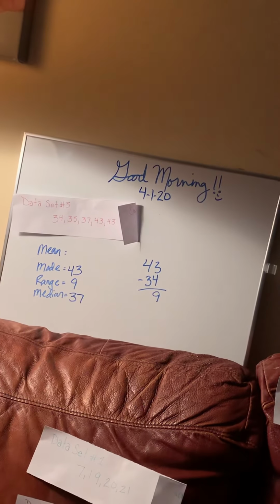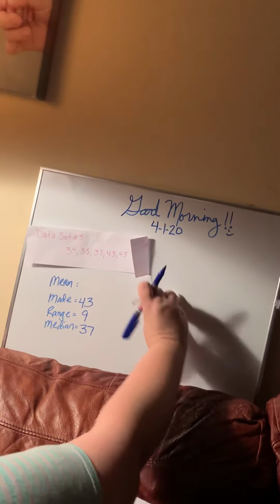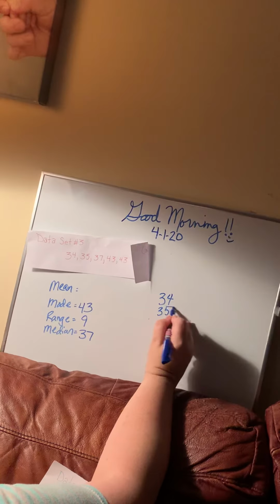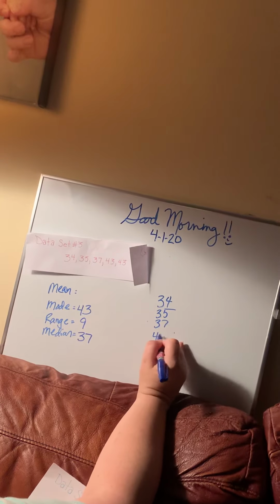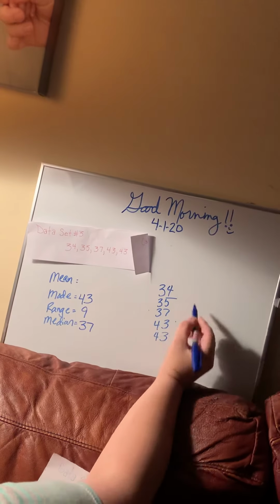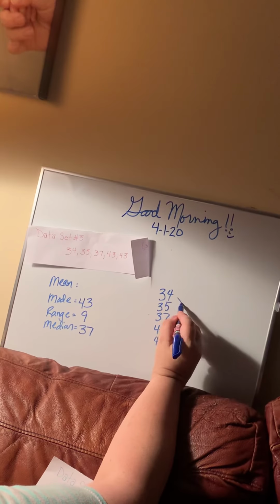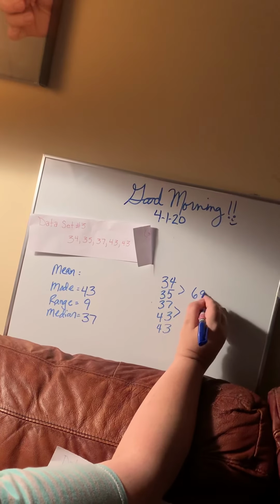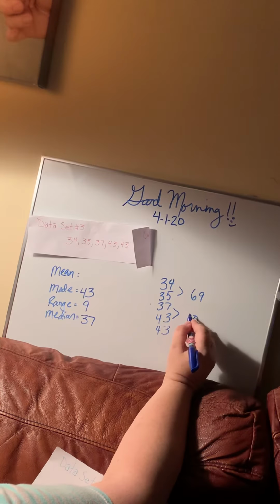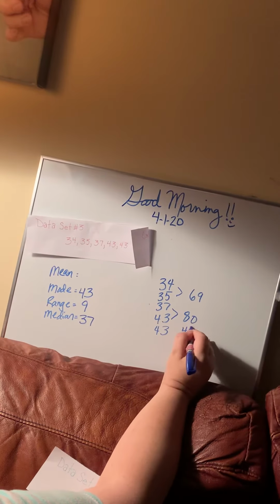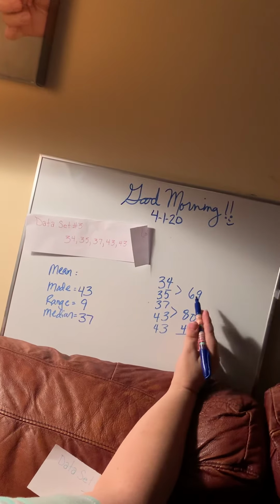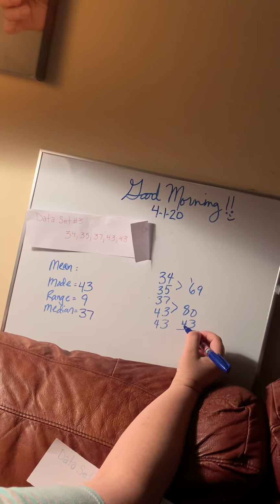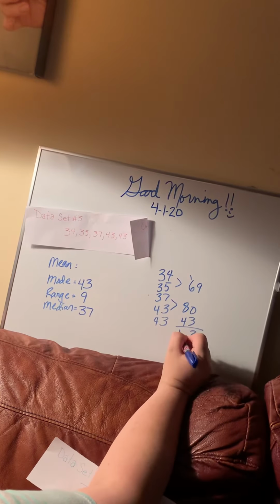All right. And then the mean, again, we're going to add all those numbers together. So we've got 34, 35, 37, 43, and 43, okay? I like to go through and just kind of add them 2 by 2 at first. So that would be 69. That's 80, and then 43. Just makes it easier for me. 9 plus 3 is 12. Okay, 8 and 4 is 12, plus 6 more is 18, plus 1 more is 19.